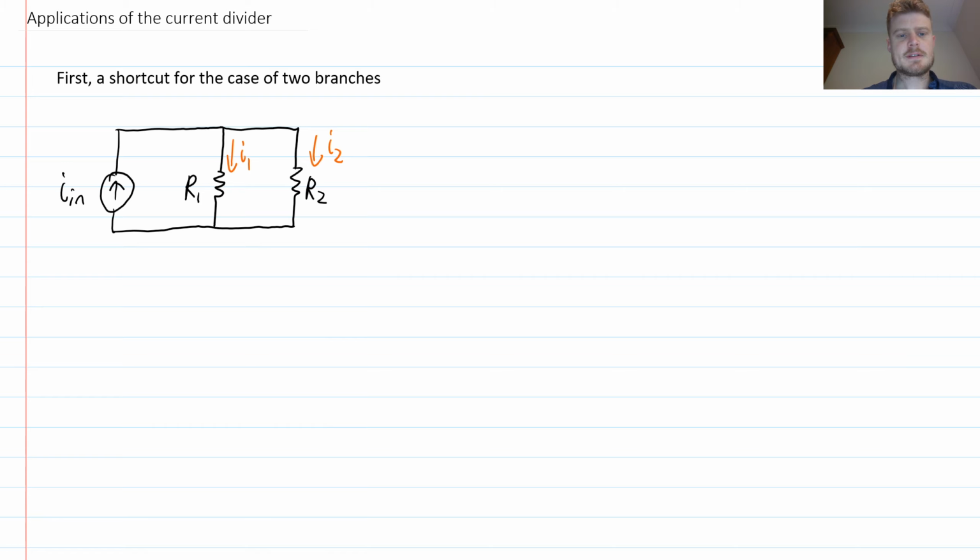So a pretty common situation is a current divider with two branches. And so there's a shortcut that we can use in this case. So the equivalent resistance of two resistors in parallel, the shortcut is the product divided by the sum. So that's R1 R2 divided by R1 plus R2 for this particular circuit here.